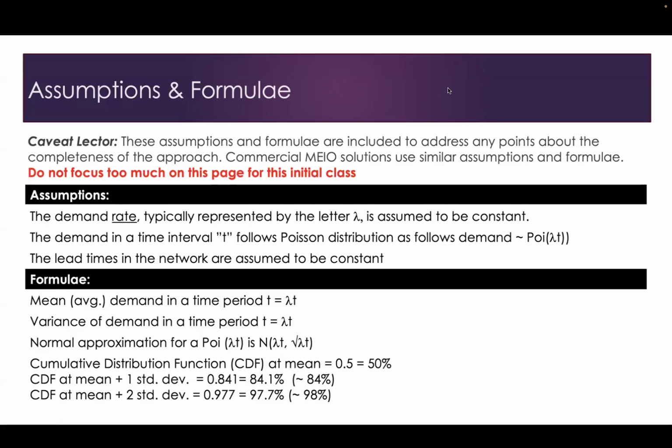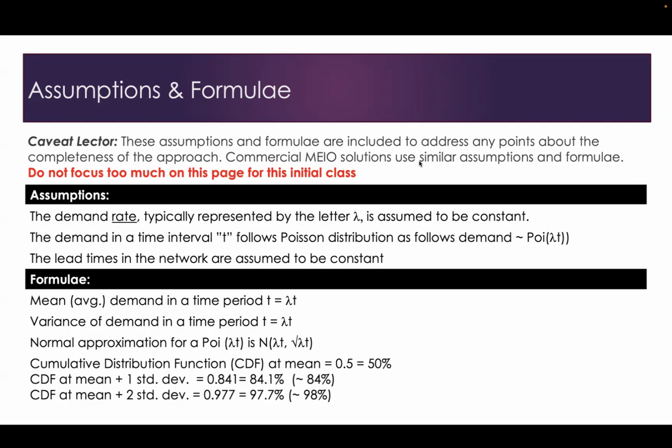So if your demand rate is lambda and you have a time interval t, we assume that the demand is probabilistic, and it follows a Poisson distribution with parameter lambda t. Again, nothing really that affects any of the calculations that we're going to do in a major way. If you forget this slide altogether, that'll be fine. At least for this class, the lead times are assumed to be constant. In advanced MEIO, we will be talking about how to overcome or adjust for those assumptions.